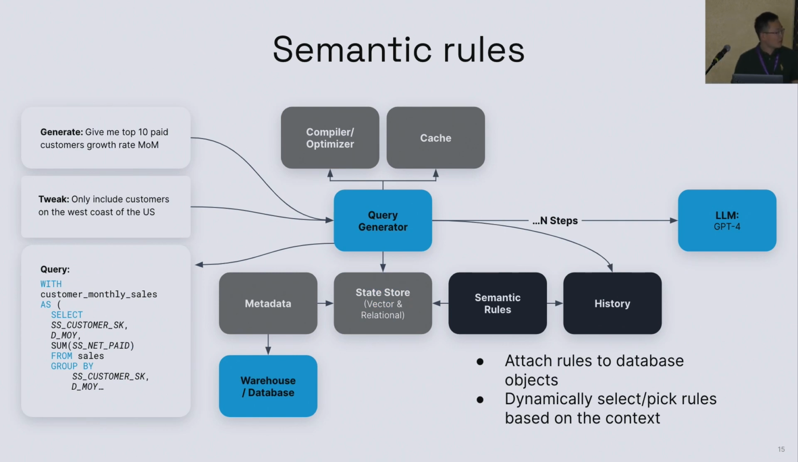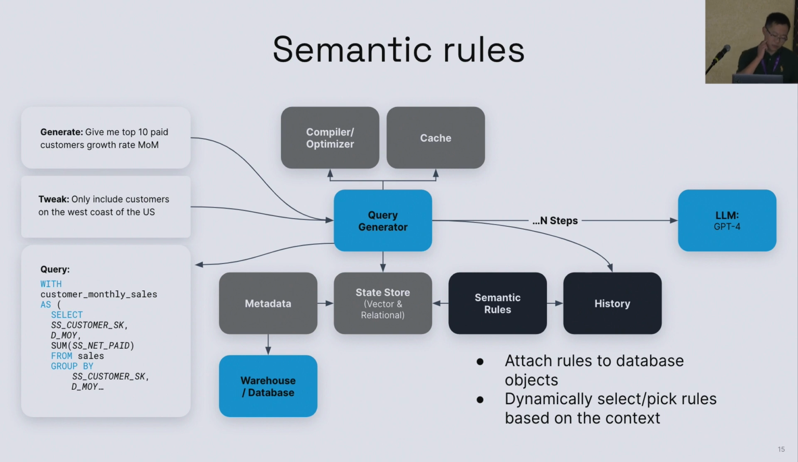The next part I want to talk about is semantic rules. We want users to be able to add semantic rules to their database objects. For example, they can describe their tables, their columns, or how to calculate some specific fields. Or they can describe, when you generate the query, never use any schema other than the prod schema. You can attach natural language-based instructions to all levels of the objects in your database, and this can help you get semantically correct queries most of the time.